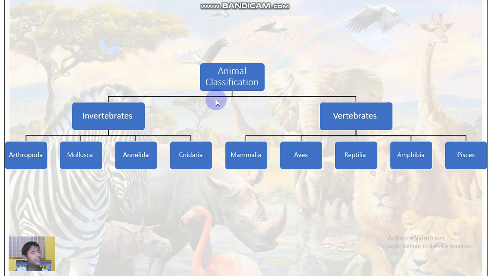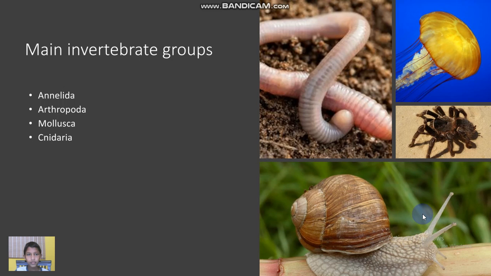As you can see in this chart, animal classification is divided into two groups: vertebrates and invertebrates. In the invertebrates section, we can see that invertebrates are divided into four categories: Arthropoda, Mollusca, Annelida, and Cnidaria. Vertebrates can be divided into five groups: Mammalia, Aves, Reptilia, Amphibia, and Pisces. Now let's talk about the main invertebrate groups: Annelida, Arthropoda, Mollusca, and Cnidaria.